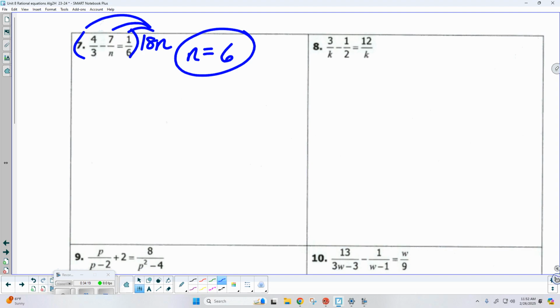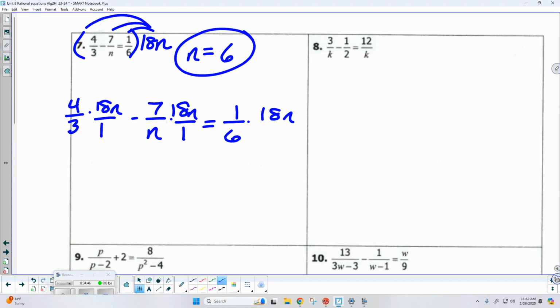Yeah. Okay. So this would be 4/3 times 18n minus 7 over n times 18n. You're just going to have bigger numbers. And see, that's why you want to go for the least common multiple, because you're dealing with smaller values. It's going to make your life a lot easier. But that's not to say that it can't be done. And then we have 1/6 times 18n.